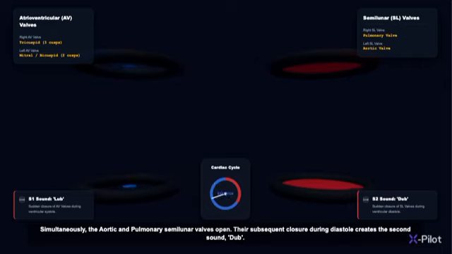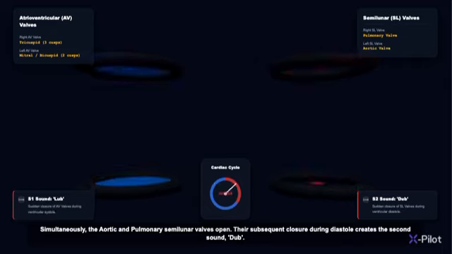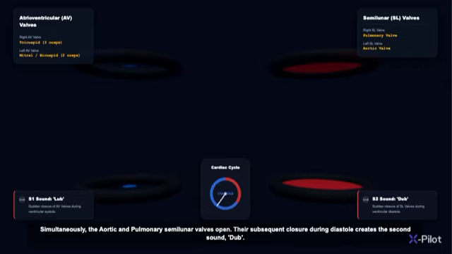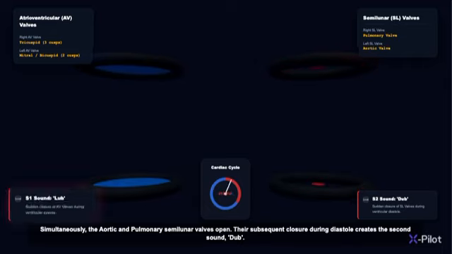Simultaneously, the aortic and pulmonary semilunar valves open. Their subsequent closure during diastole creates the second sound, dub.